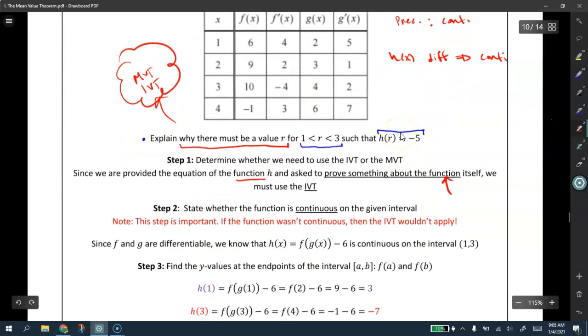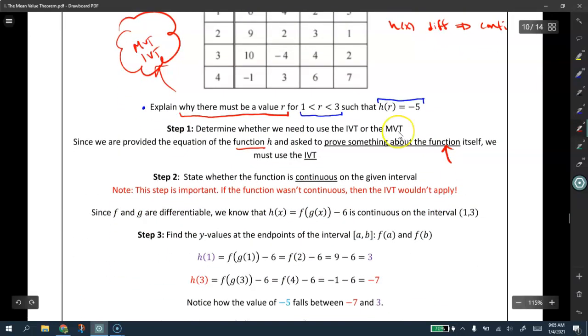So how exactly do we write that? We can write down, since f and g are differentiable, we know that h of x, which is equal to f of g of x minus 6, is also continuous on the interval. So look at these keywords here. I mentioned differentiability, and then I mentioned continuity, because anything that's differentiable is automatically also continuous. Okay, so what we're doing now is we're using the IVT.